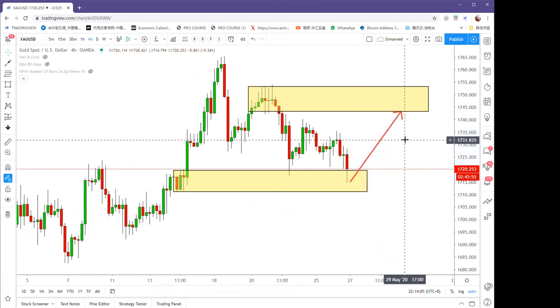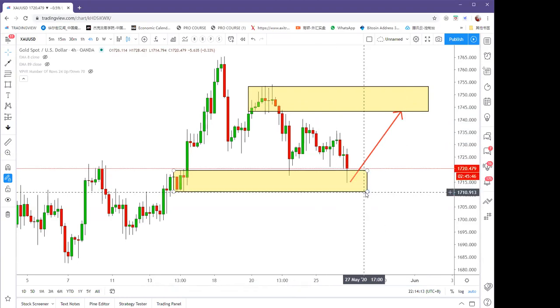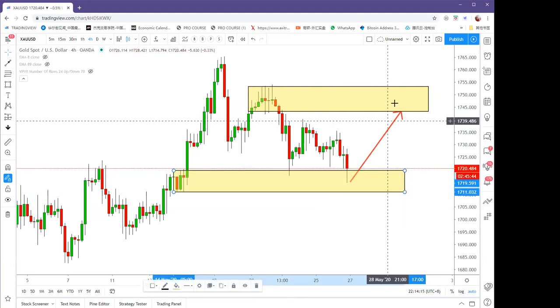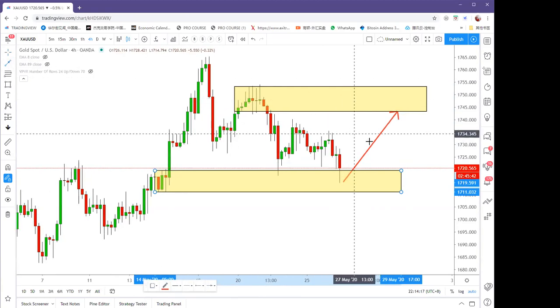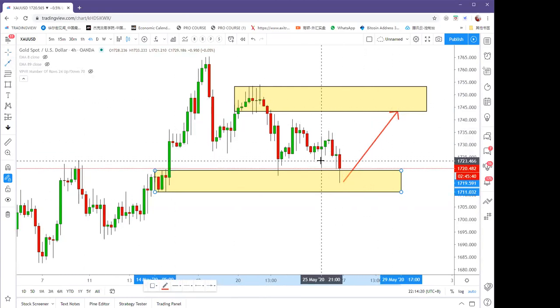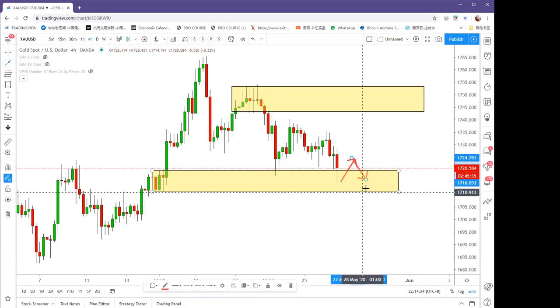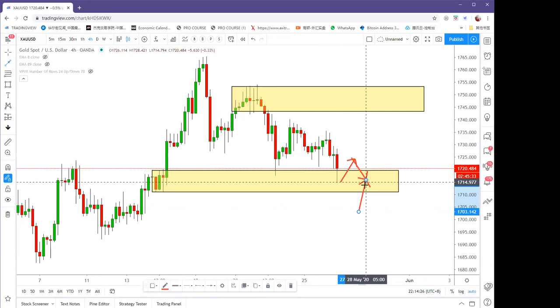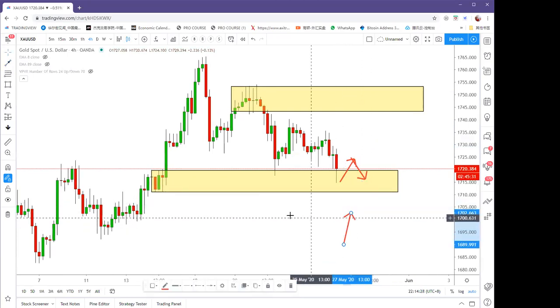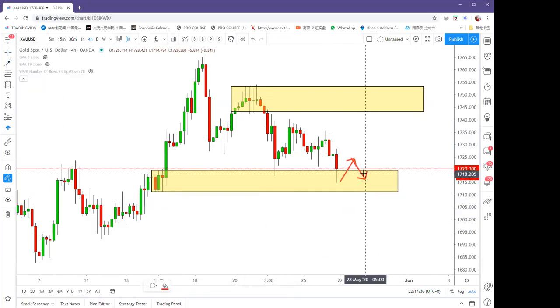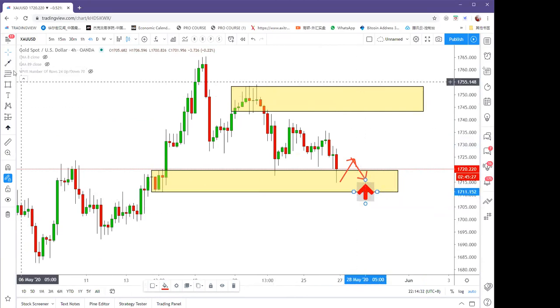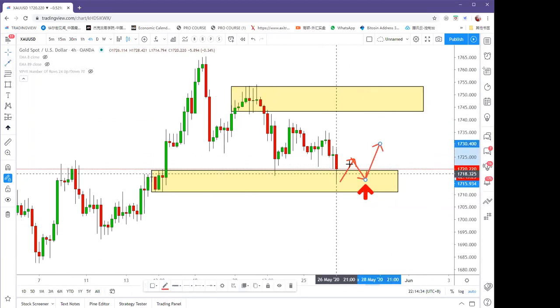Understand? Anyone? If no questions, I will move on to the next pair after gold. Just watch this level. If this level sustains, buy the gold. You can use all your tools to buy the gold, like a double bottom maybe. A second try that cannot break the new low will be a very good place to buy. This could be the first place to buy, or you can wait for the double bottom to form.